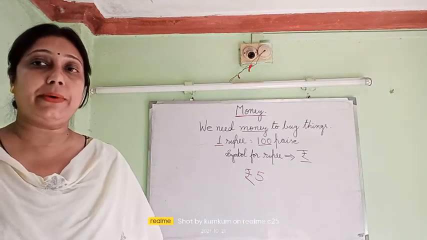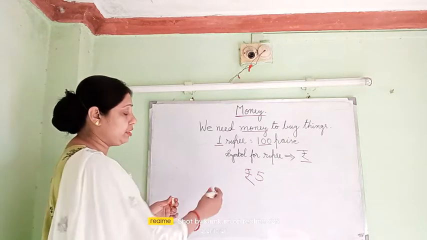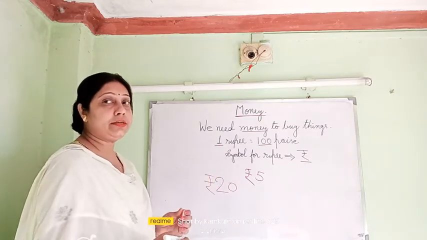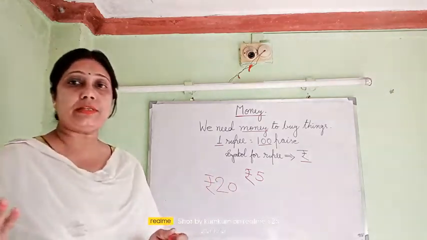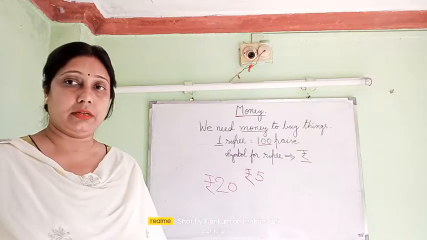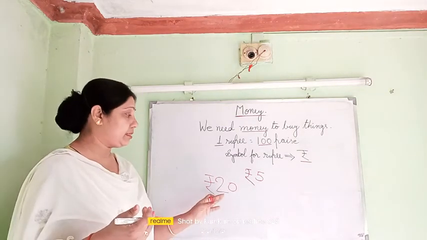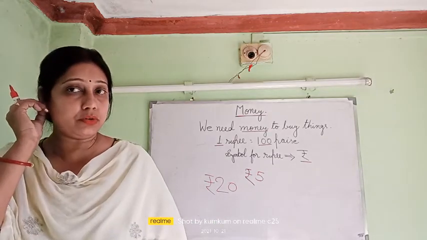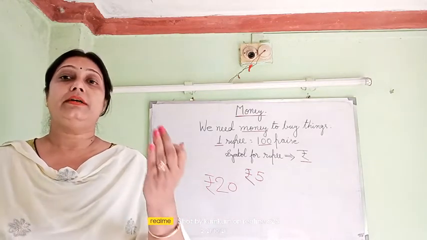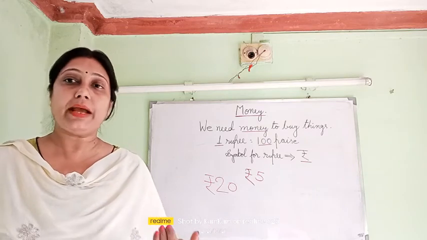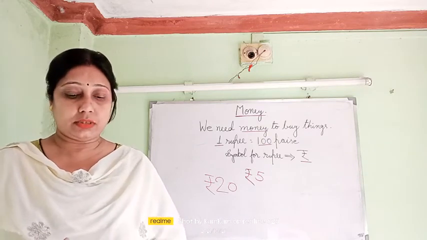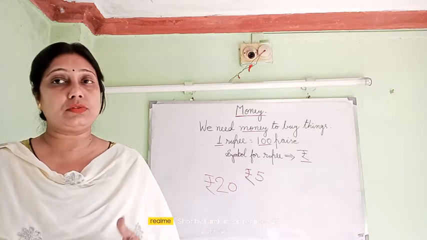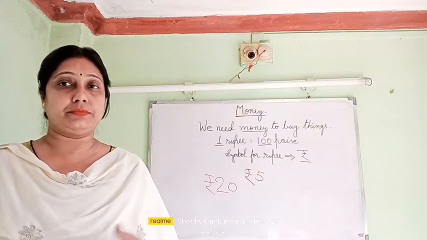Suppose you have purchased a chocolate of 20 rupees, but you have given only 10 rupees. So you have to give 10 rupees more to the shopkeeper. And suppose you have purchased a 20 rupee chocolate and you have given a 50 rupee note to the shopkeeper. That means the remaining 30 rupees you will get back from the shopkeeper. This calculation, all addition and subtraction, we will do slowly and gradually.